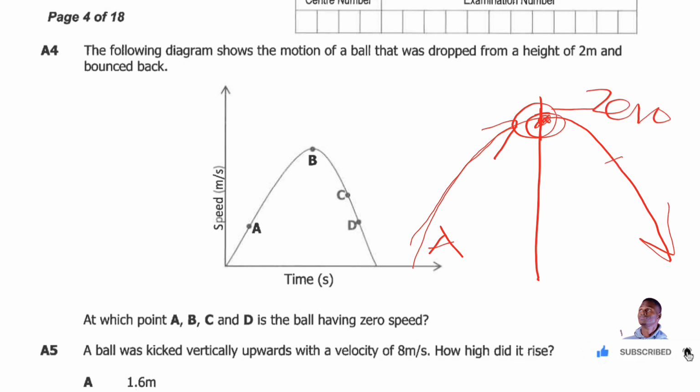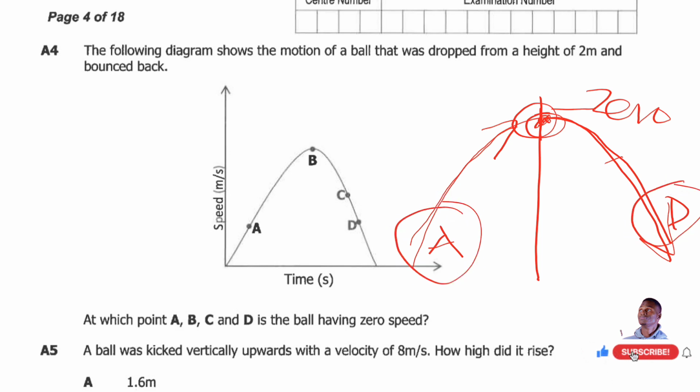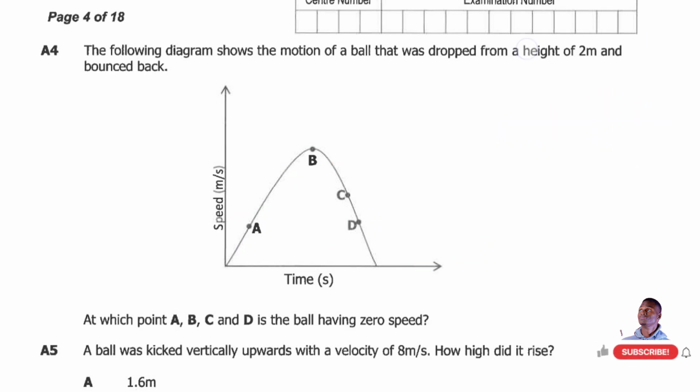Then at C, the speed starts increasing. At D, the speed is maximum. So this is maximum and this is also maximum. I understand that maybe in your exam this question may not come like this. They may ask you where it is maximum. Just know that at A and at D, that's the maximum. But where there is zero speed is at B. So B is the answer to this question.